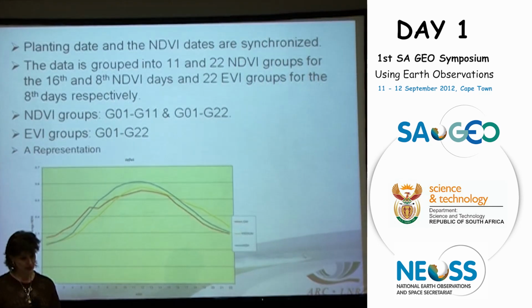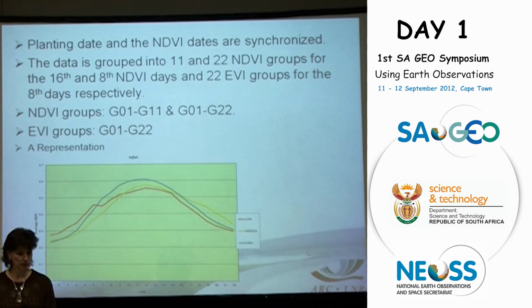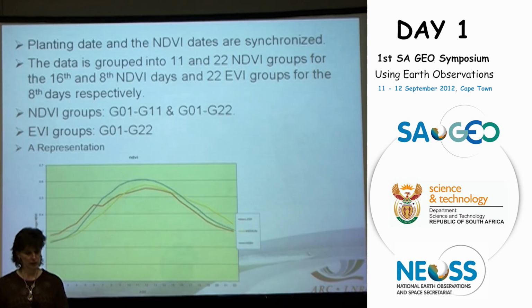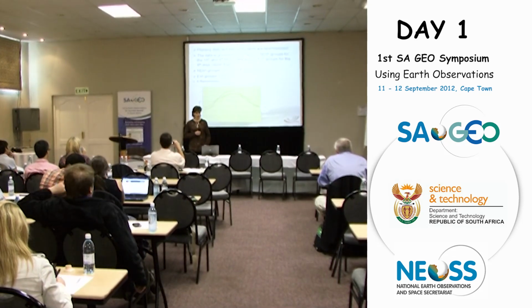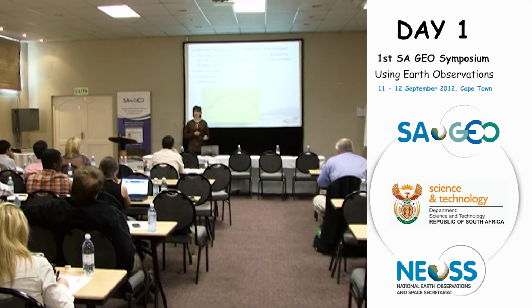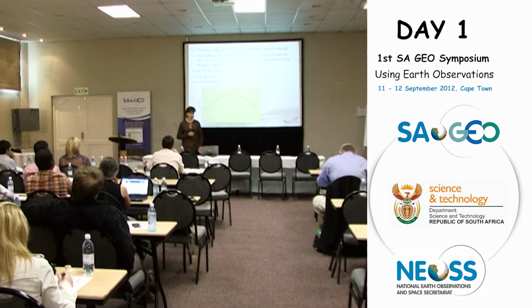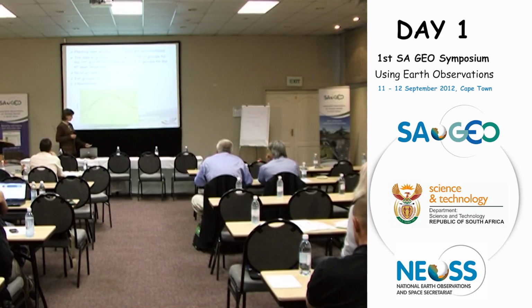Okay. Planting date and NDVI dates are synchronized. Data is grouped into 11 and 22 NDVI groups for the 16-day and 8-day NDVI, and 22 EVI groups for the 8-day EVI, respectively. So the data set with the NDVI groups 1 to 11 means from day 1 to around day 176, and the other groups from 1 to 22 are also from day 1 to about day 176, and the EVI as well. Its representation looks similar to this.